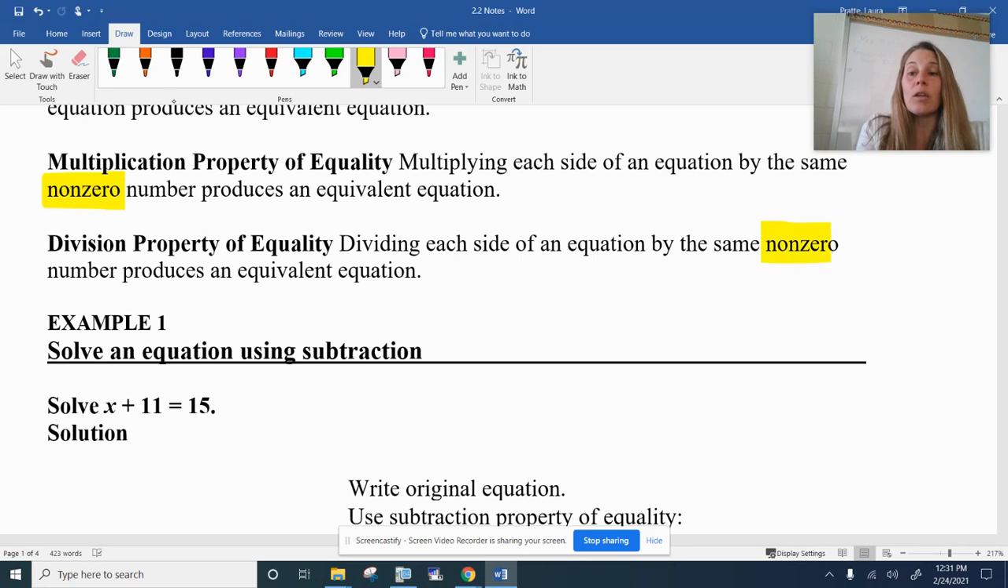Now again, just take note that multiplying and dividing requires any number other than zero, because when you multiply by zero, that just will turn everything into zero, and then that really won't help you.